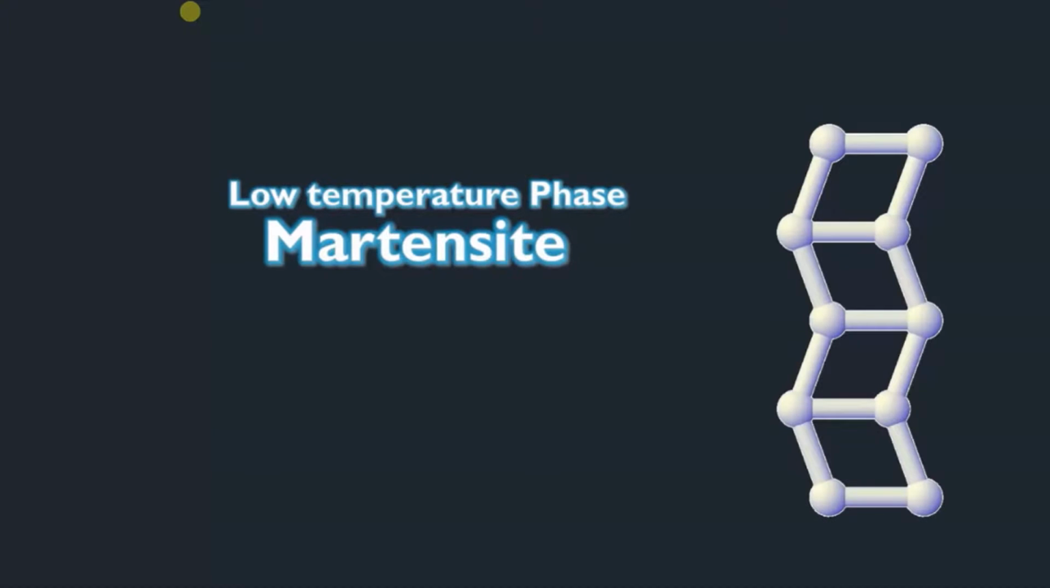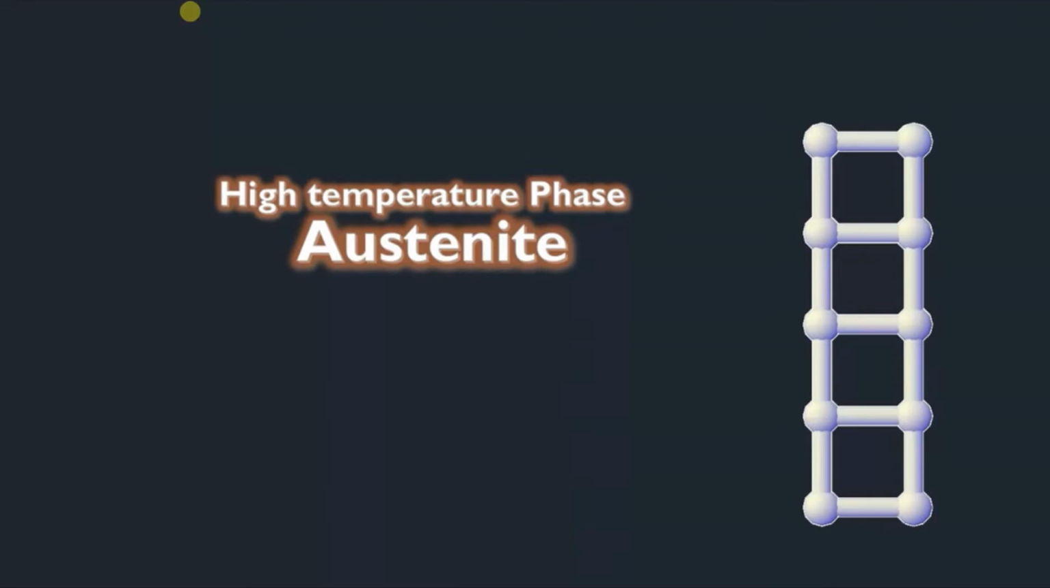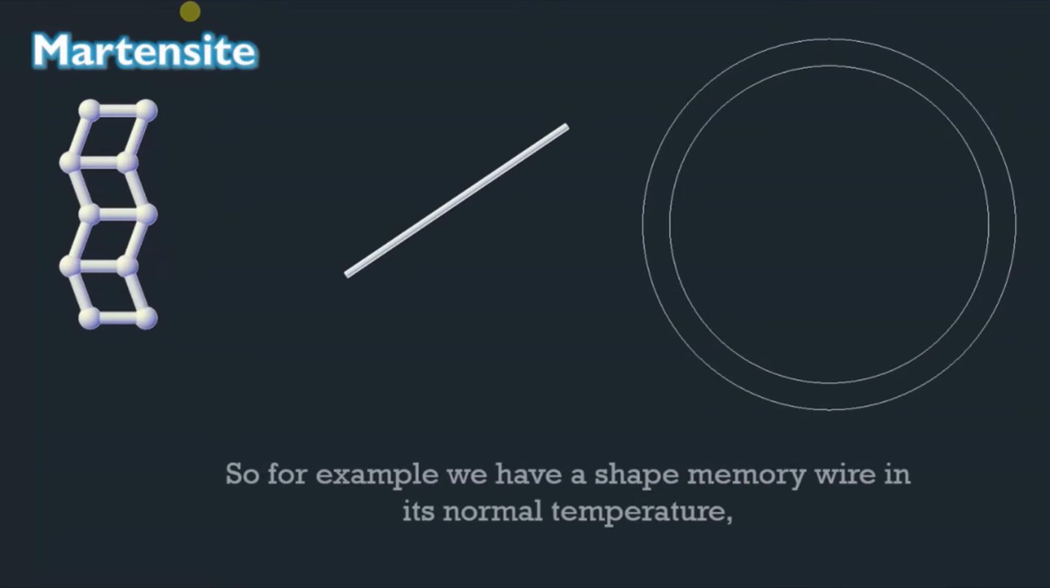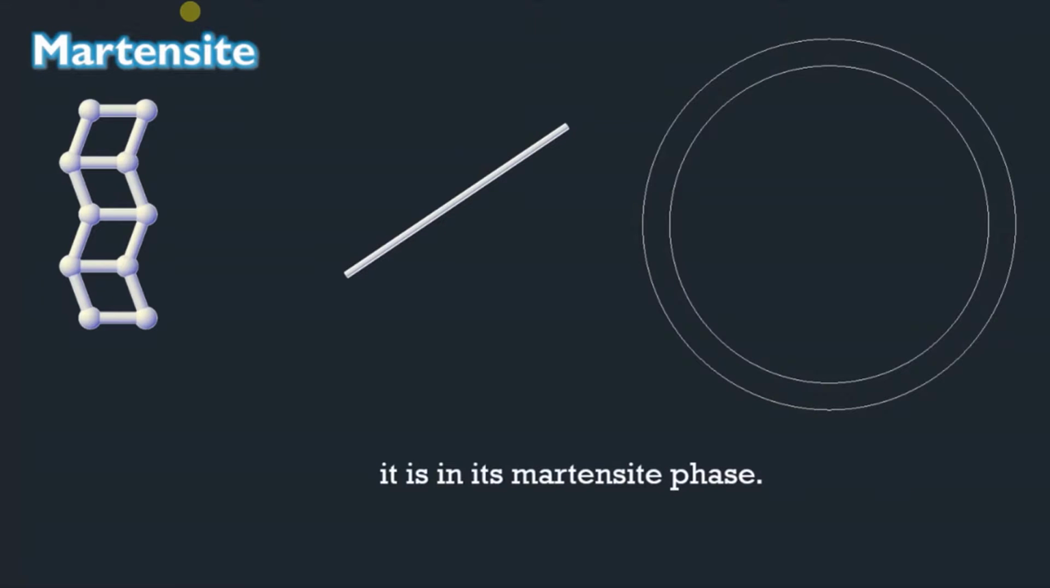Shape memory alloys are considered polymorphic, that is, they may have multiple solid phases. And the shape memory effect involves phase transformations between them. At low temperatures, the phase is called the martensite phase, and at high temperatures, the phase transforms into the austenite phase. For example, we have a shape memory wire at its normal temperature. It is in its martensite phase.